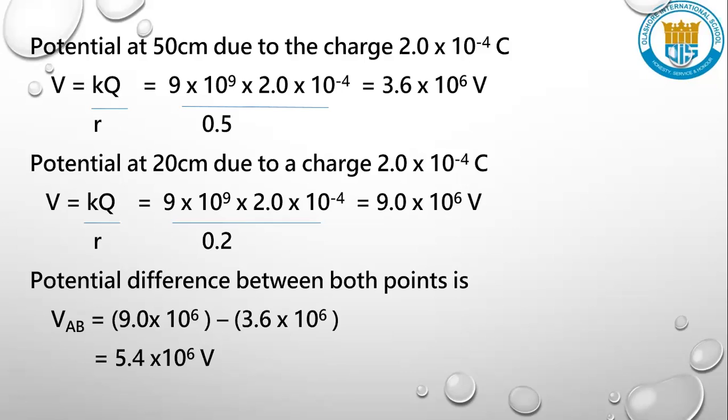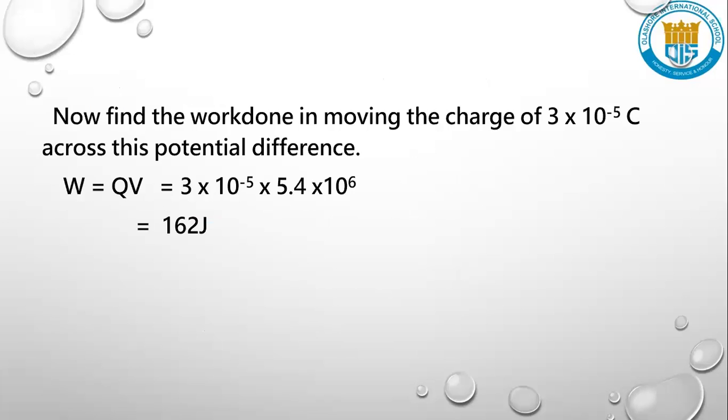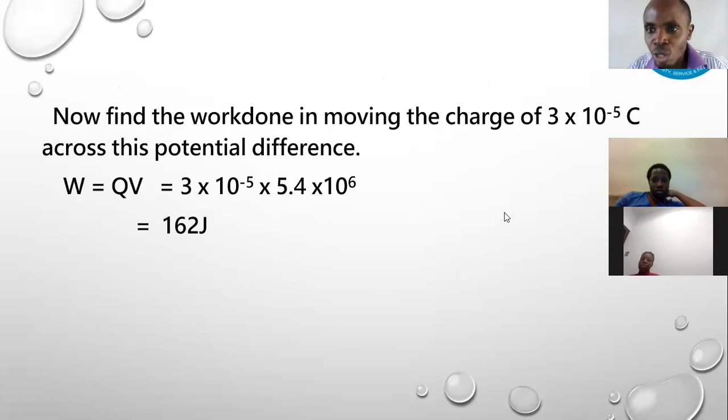So we can now say W equals QV, and from there we get our final answer as 162 joules. That is pretty simple. That is clear, but a number of us had issues. I want to believe that as I have explained it now, quite a number of us will understand what I have just tried to explain again.